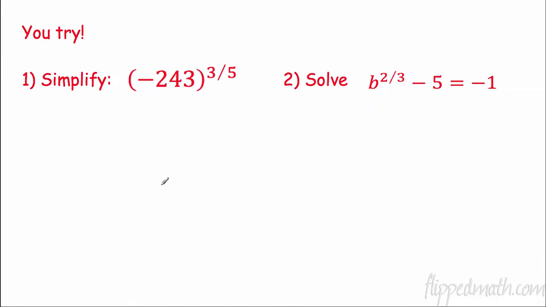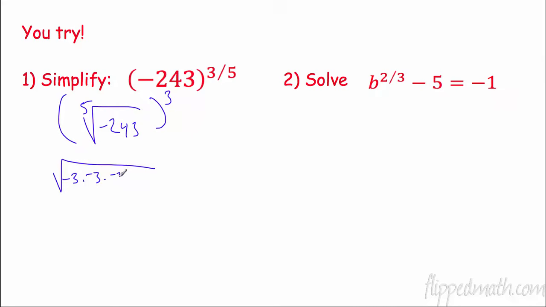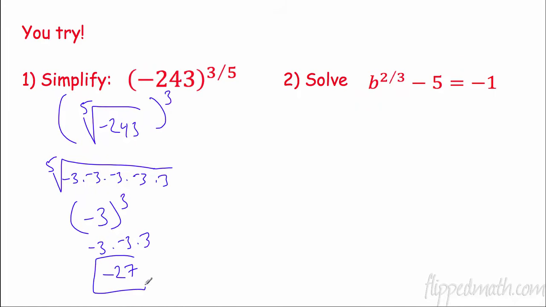Great. Here we go. So I want to find the 5th root of negative 243, and then I'm going to take that to the 3rd power. All right? I know that negative 3 times negative 3 times negative 3 times negative 3 times negative 3 is 243, and that's 5, so the 5th root is negative 3. Negative 3 to the 3rd power is negative 3 times negative 3 times negative 3, which is negative 27.